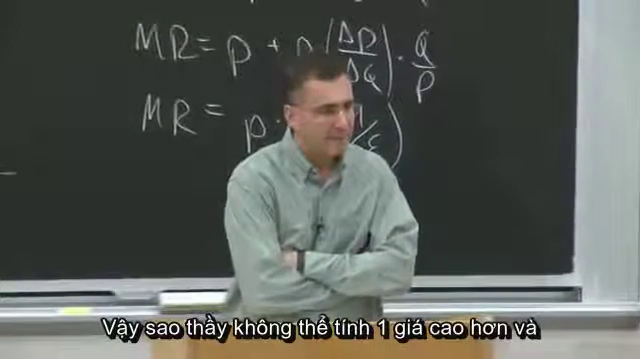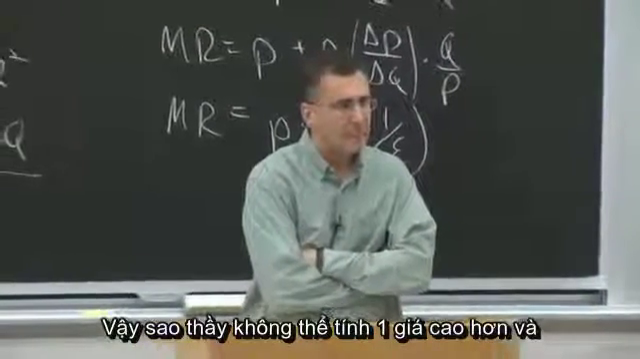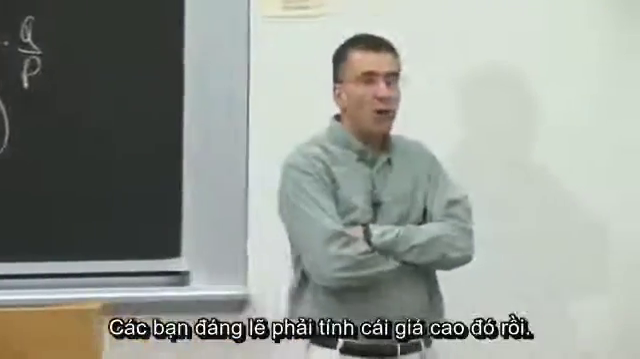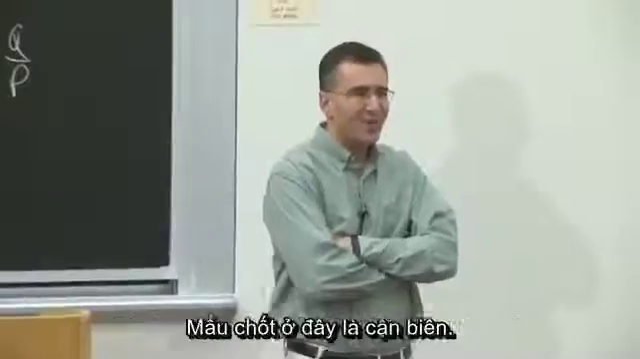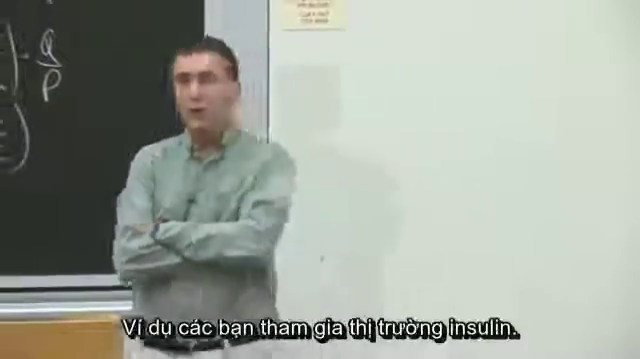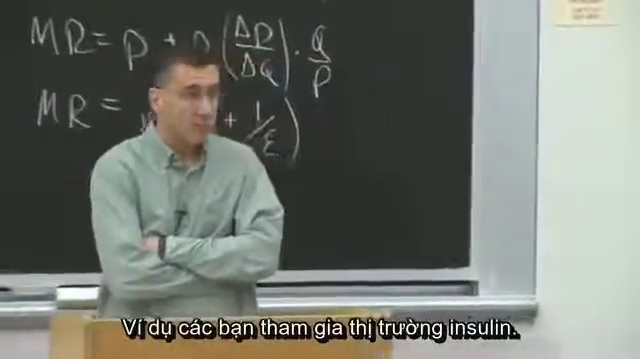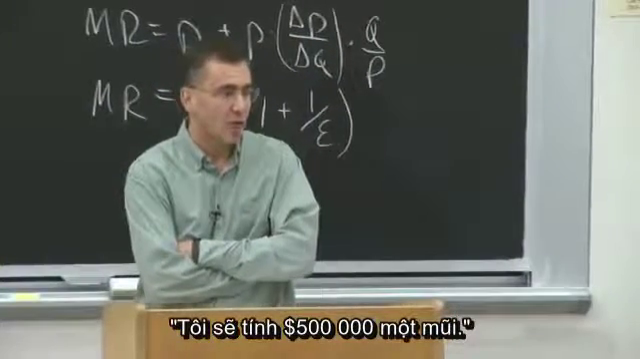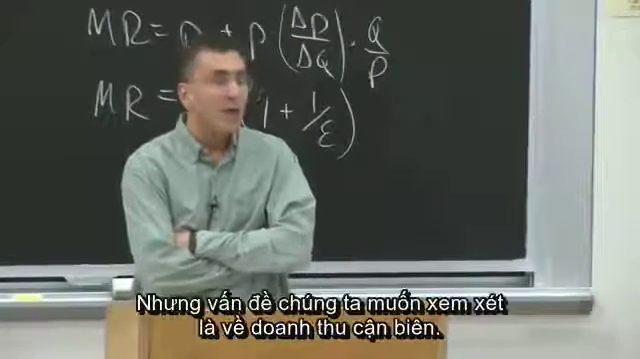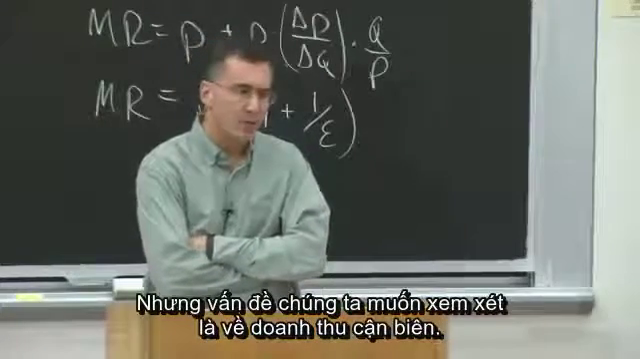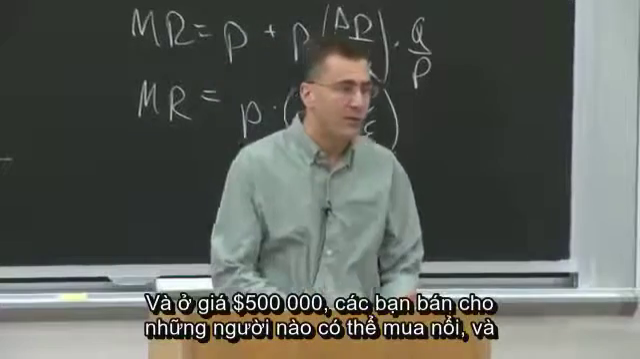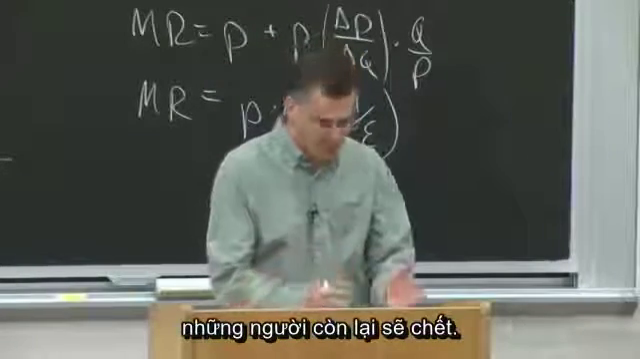Right. So couldn't you just charge a higher price to get a higher marginal revenue? No, because here's the thing. You should have already been charging that high price. The point is, this is the margin. So you go into a market for insulin. You say, look, these guys are going to die without it, so charge $500,000 a shot. But now the question we're asking is about marginal revenue. At $500,000 you sell to everyone who can afford it and everyone else dies.